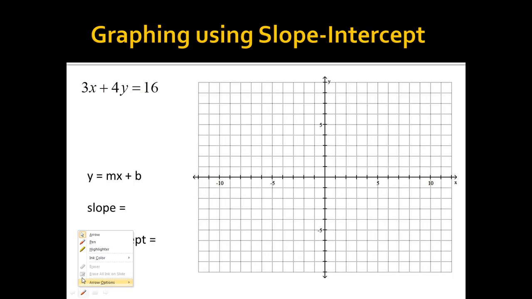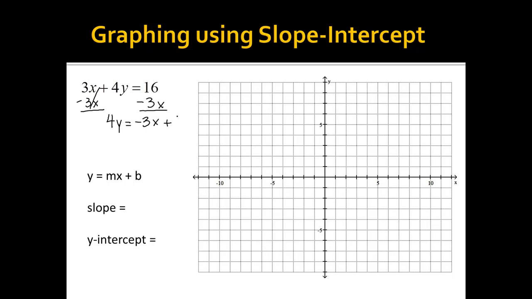Our next equation is in standard form, ax plus by equals c. So before we can graph it using the slope and the intercept, we have to solve for y. We could graph it using the x and y intercepts like we did in a previous video, but in this case we're going to solve for y by subtracting 3x from both sides. The x terms cancel out and leave me 4y equals negative 3x plus 16.